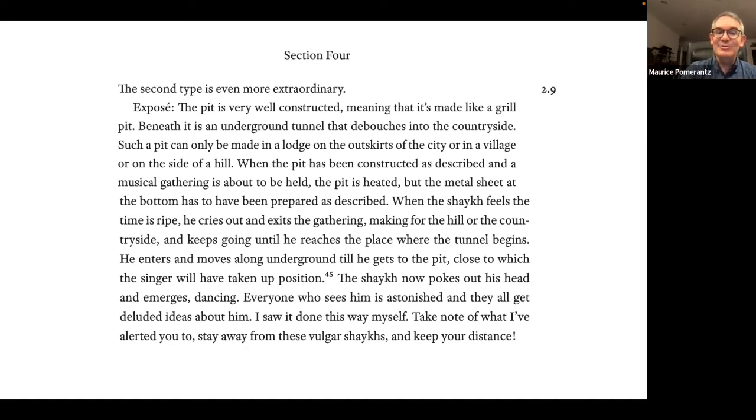He enters and moves along underground till he gets to the pit close to the singer, where the singer will have taken up position. The sheikh now pokes out his head and emerges dancing. Everyone who sees him is astonished, and they will all get deluded ideas about him. I saw it done this way myself. You see, he's an expert. Take note of what I've alerted you to. Stay away from these vulgar sheikhs and keep your distance.